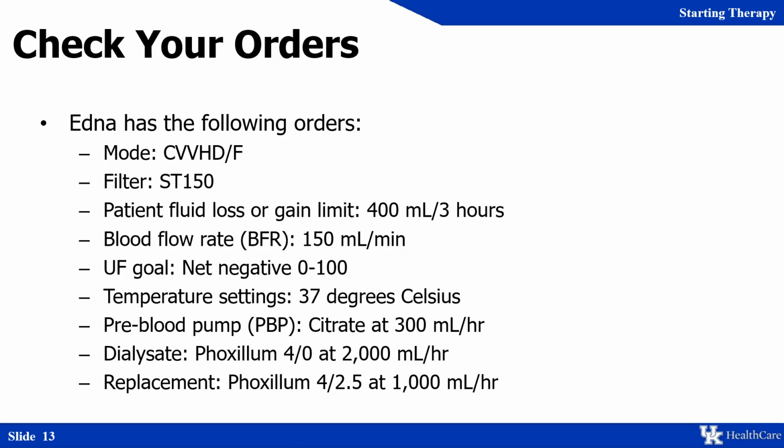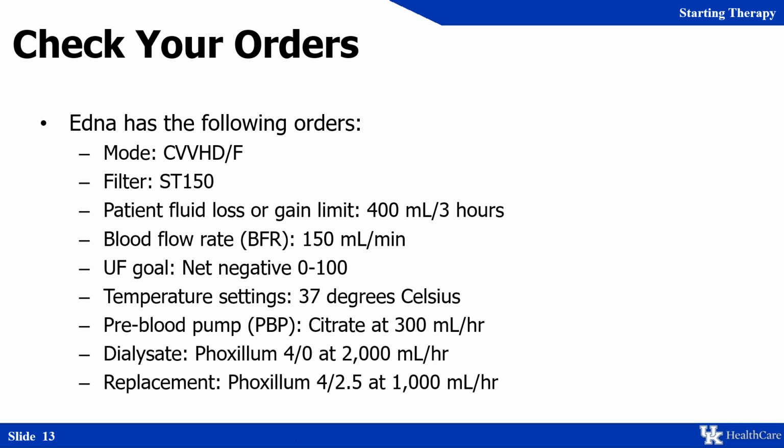The blood flow rate, or BFR, is 150 milliliters per minute. Note this is in mils per minute, not mils per hour. The rest are in mils per hour. Our UF goal, which in this case is net negative 0 to 100. What it's really saying is even to net negative 100, but the way that the prescription is written, they can't really put two different types of goals.